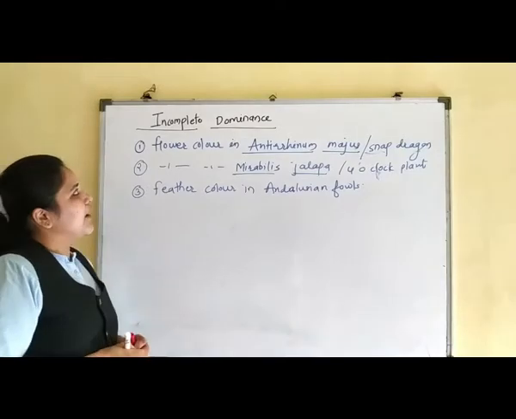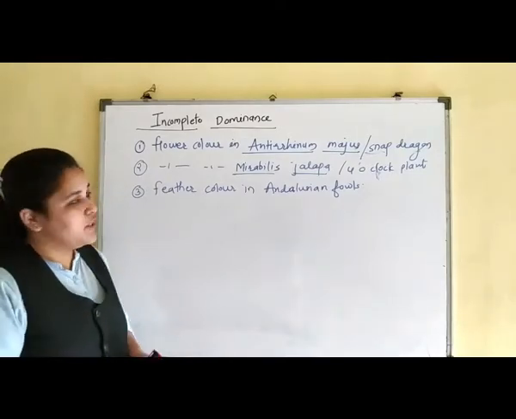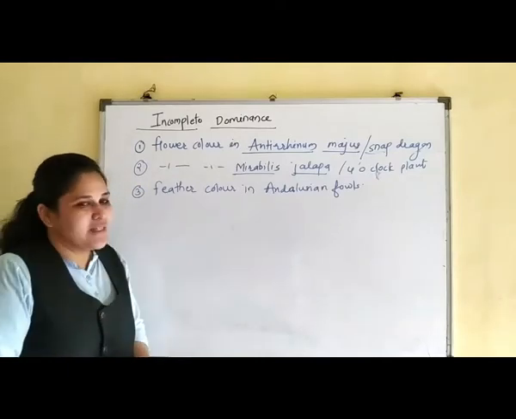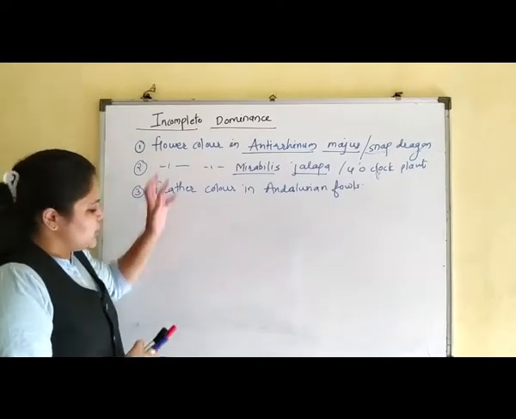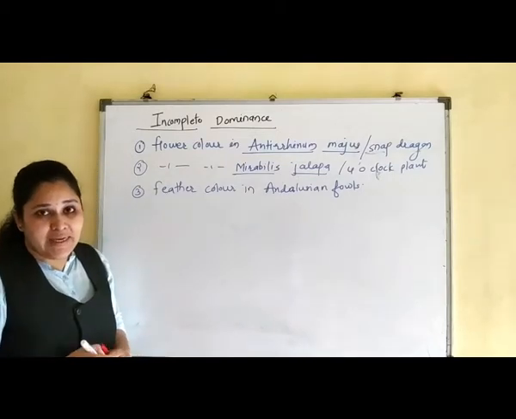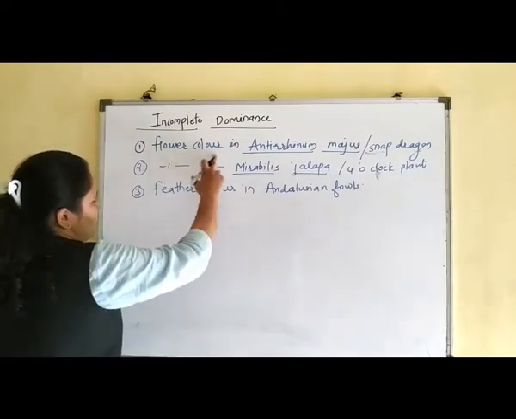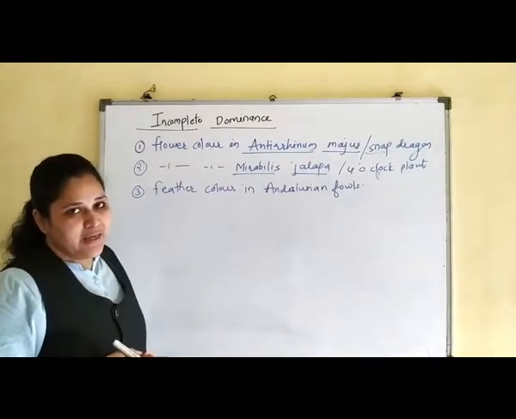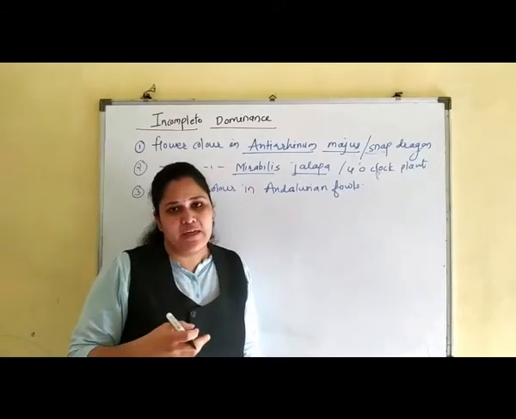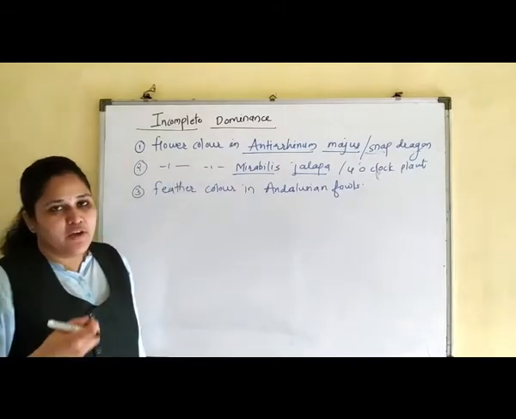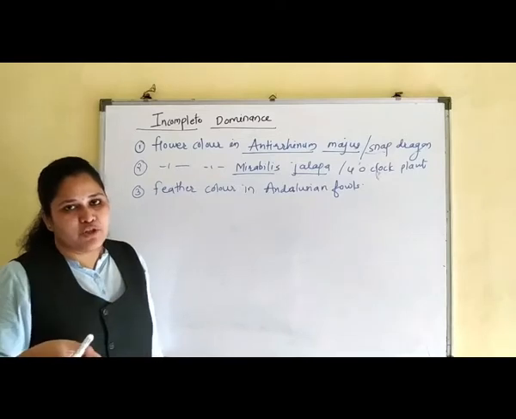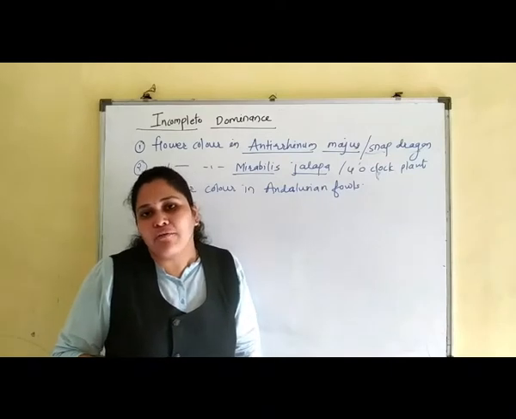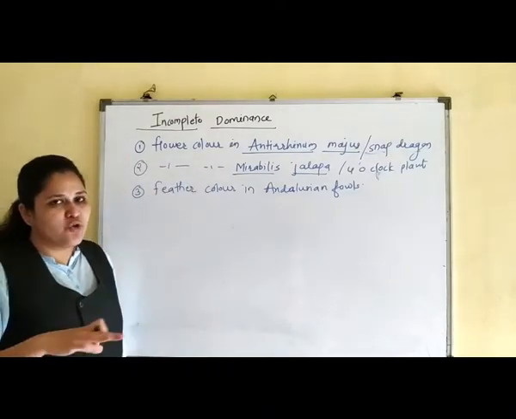But the classical example of incomplete dominance mentioned in NCERT is flower color in Antirrhinum majus, also known as snapdragon. Now let's see what the inheritance type is. As per Mendel, in the pea plant, violet color is dominant over white color. So whenever there is a cross between a violet flower and a white flower, all F1 are violet in color. That shows complete dominance.